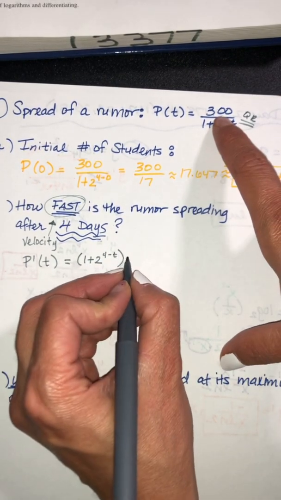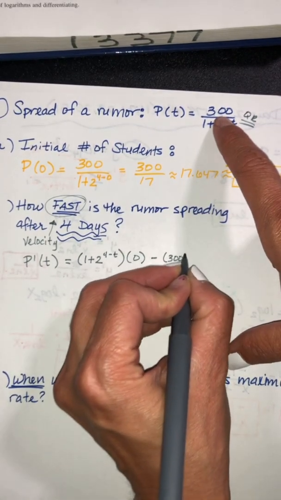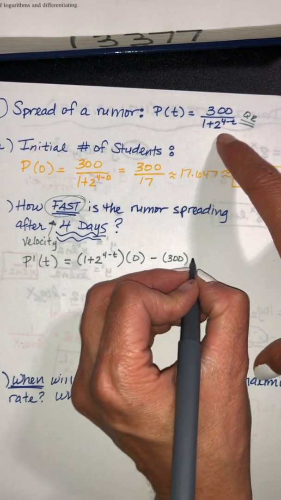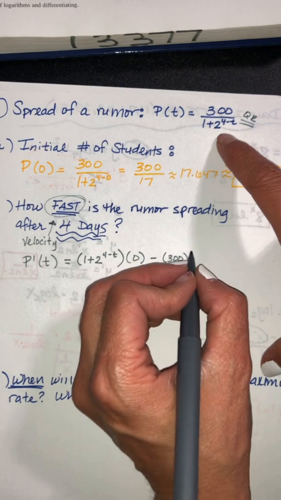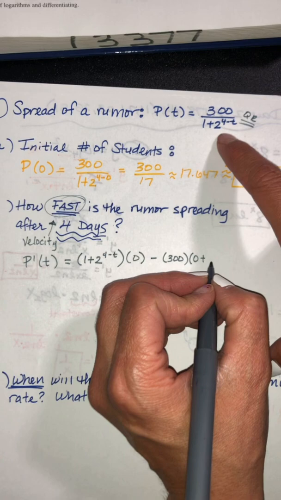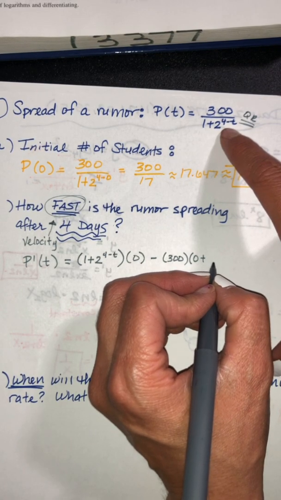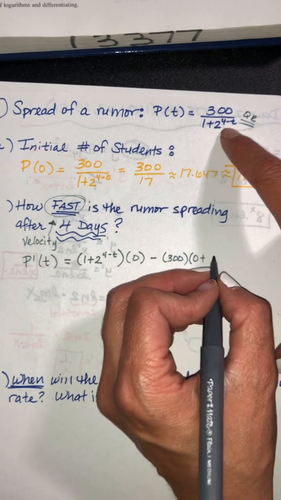Derivative of the high, derivative of 300 is 0. Minus high, d low, the derivative of the low. Well, the derivative of 1 is 0 plus the derivative of 2 to the 4 minus t power. Well, that would be, well, where's my cheat sheet?